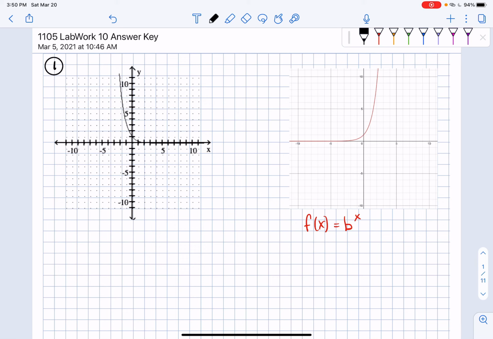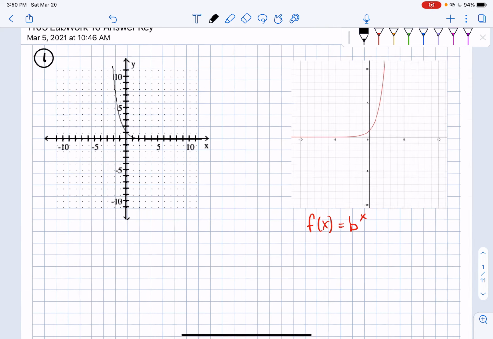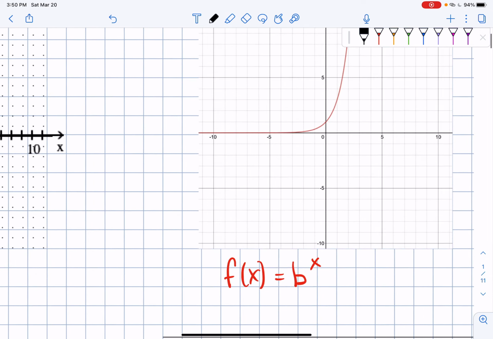All right, let's talk about LabWork 10 answer key here. So on the first one, we had to basically select an equation that would represent this graph. One of the things I did was, or what you need to know, is what an exponential graph actually looks like.